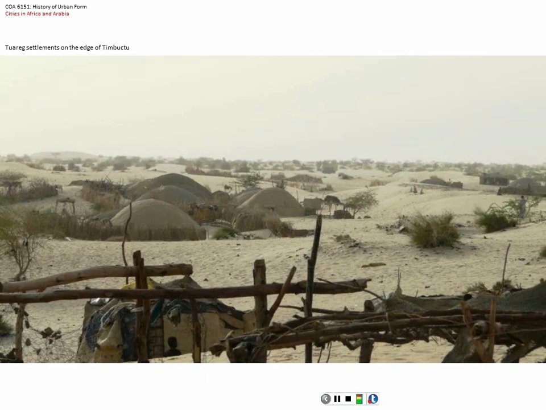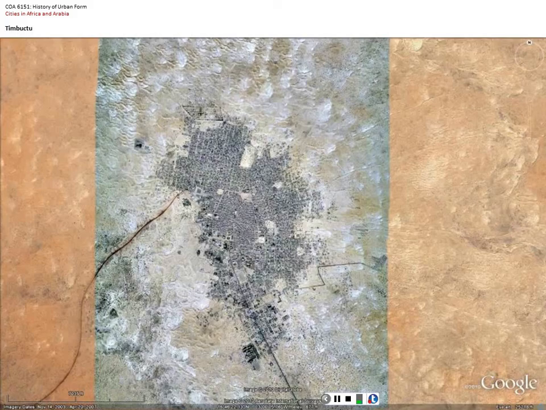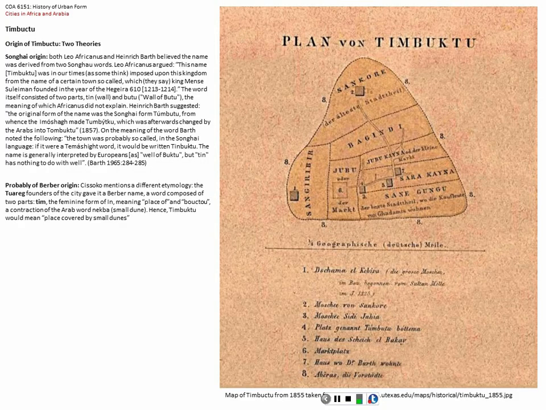This is what it looks like from the edge of Timbuktu, which was probably founded by the Tuareg, actually, as a trading post before it was subsumed within the Mali Empire in around the 13th, 12th century. So you notice the desert all around it. This is Timbuktu.